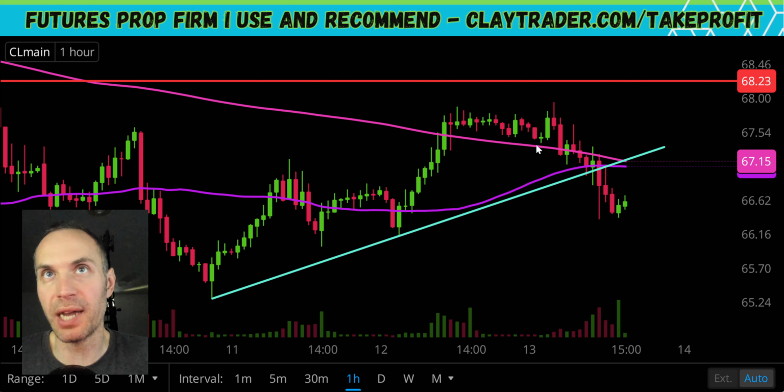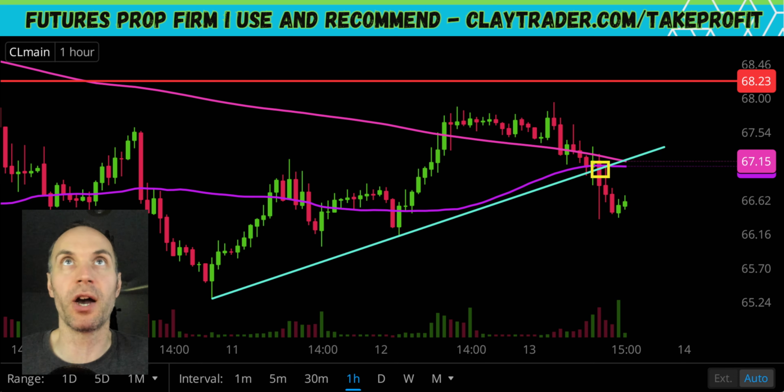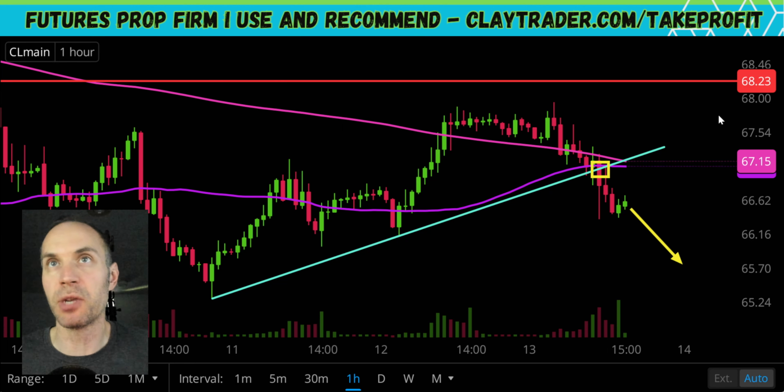Not only did it break down through the pink line, the 200-period moving average, not only did it break down through the purple line, the 50-period moving average, it also broke down through my trend line right there that I was curious about. So again, are there guarantees? There are not. But would it be shocking if this thing gets more continuation to the downside? I don't think anybody would be shocked by that.